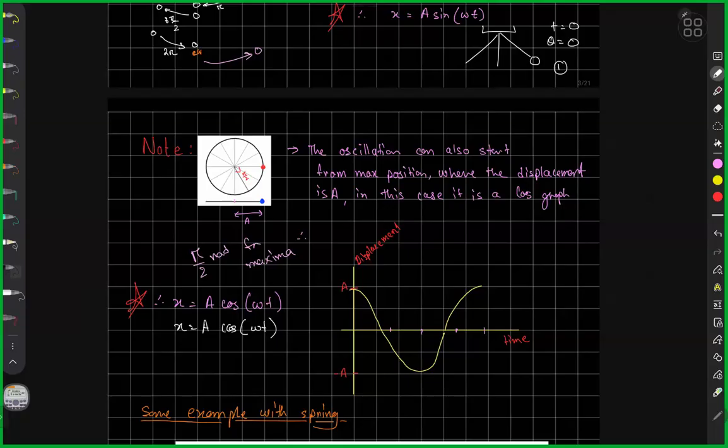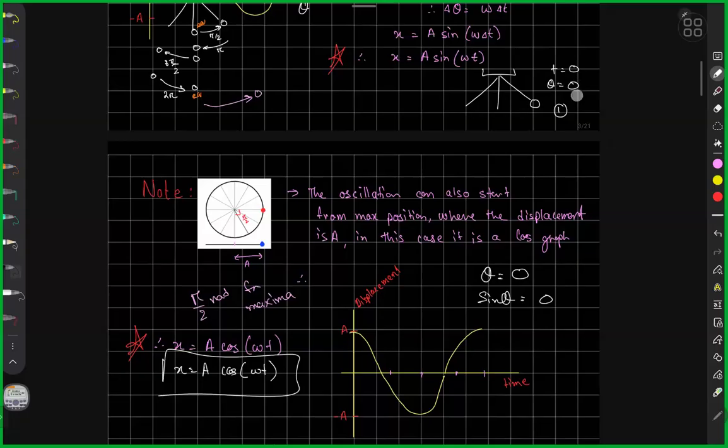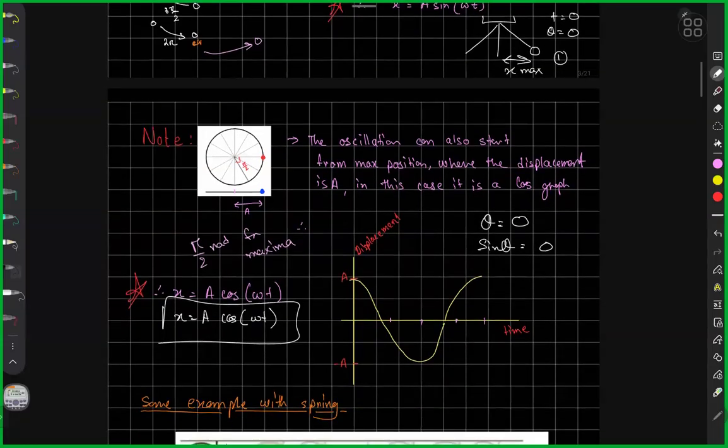Will you get this? They can trick you and say, well, I'm starting my pendulum from the maximum point, or from the amplitude position. Define the displacement and you define it as this, not as sine. Nope, because theta is 0. Sine theta is 0. But at theta equals 0, over here, displacement is max. X is max.